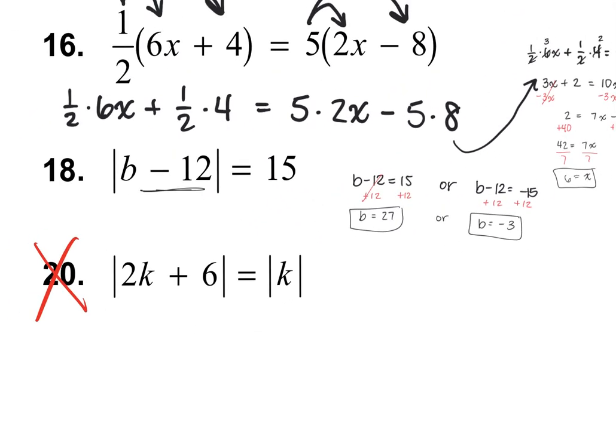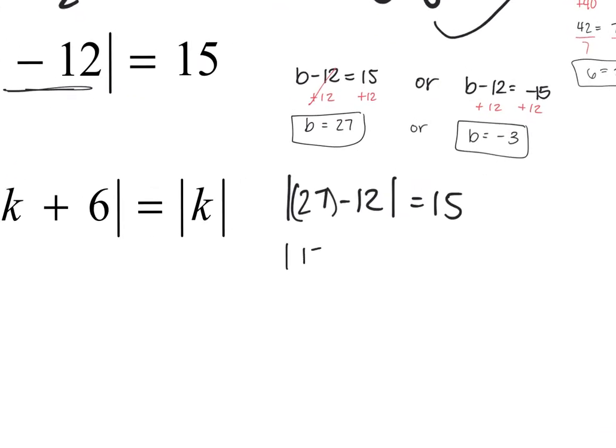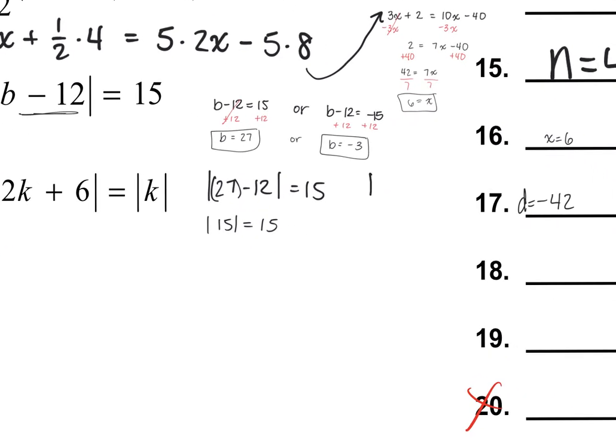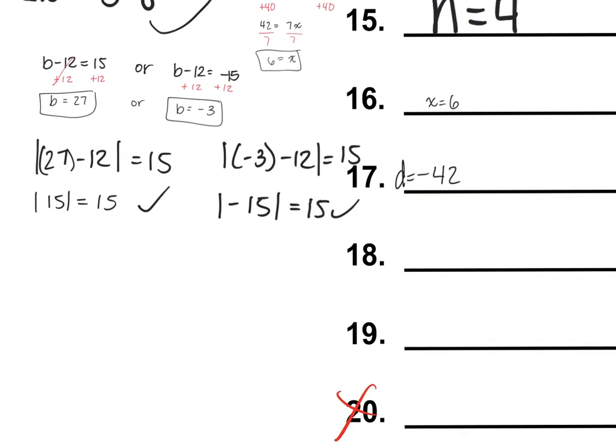We're going to get the absolute value of 27 minus 12 equals 15. 27 minus 12 is going to be the absolute value of 15, which is equal to 15. And then the same thing for negative 3. We're going to get the absolute value of negative 3 minus 12 equals 15. This is the absolute value of negative 15, which is just positive 15. Both of them check out. So 18, our answers are b equals 27 or b equals negative 3.